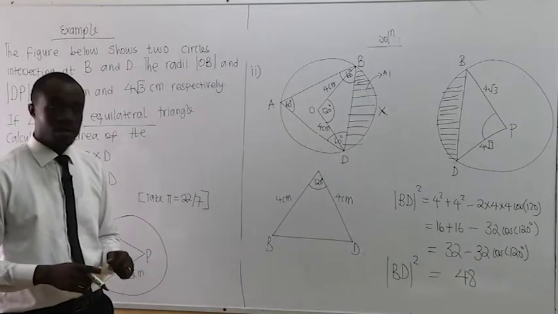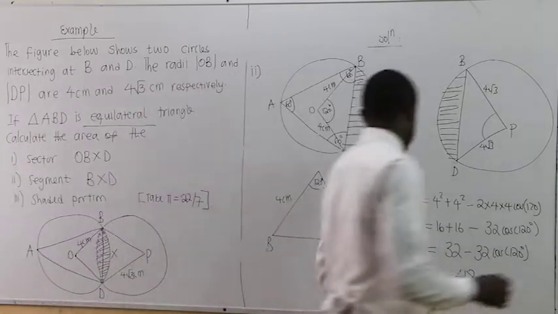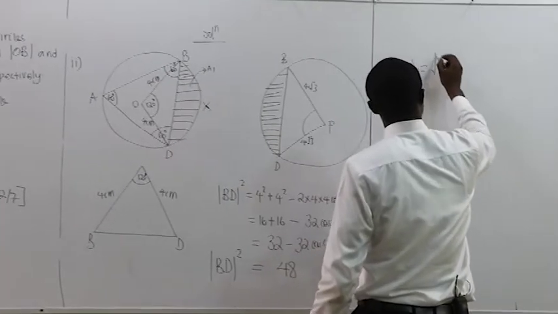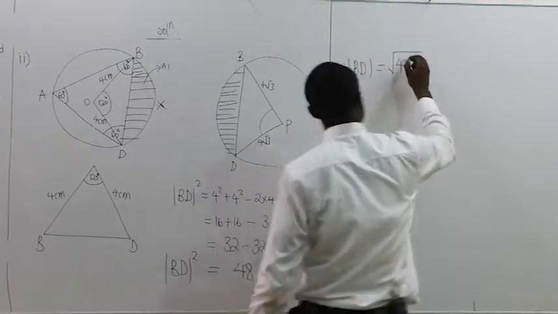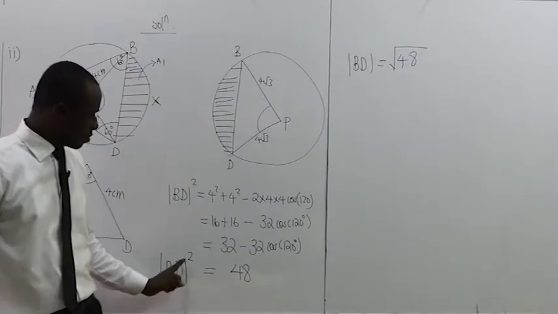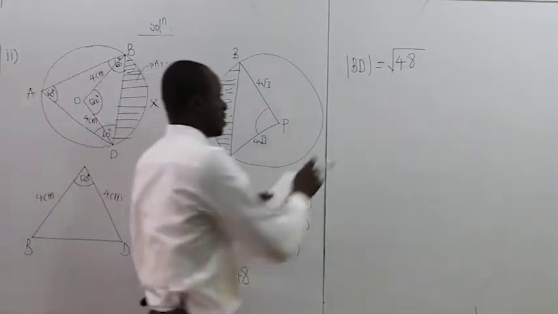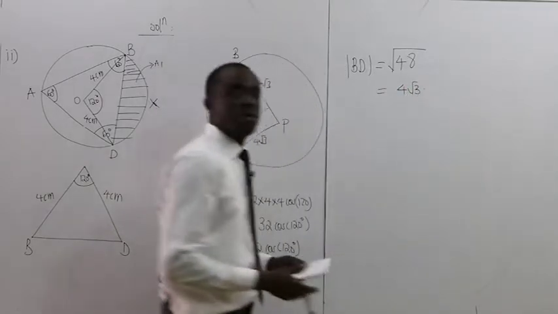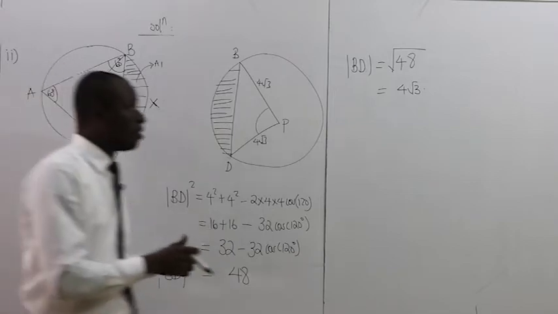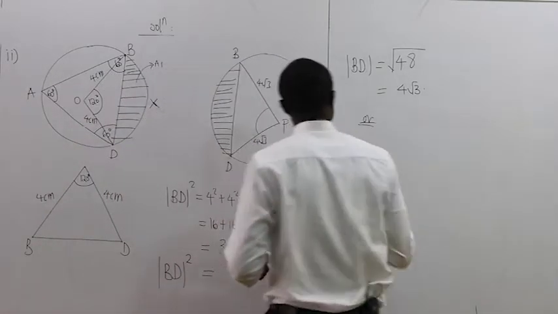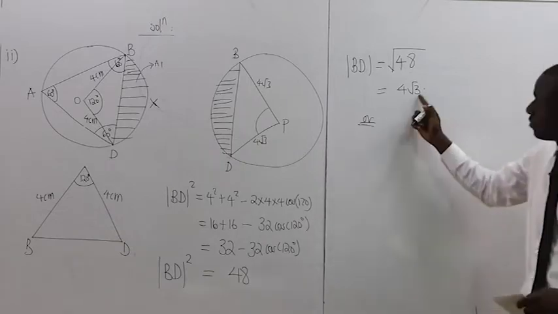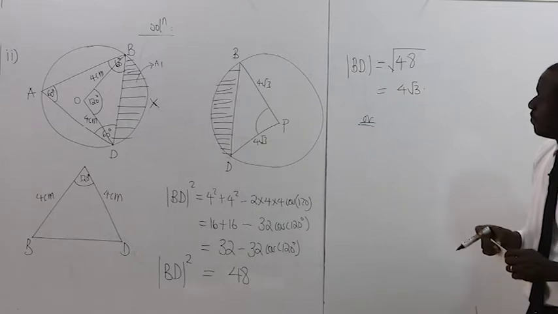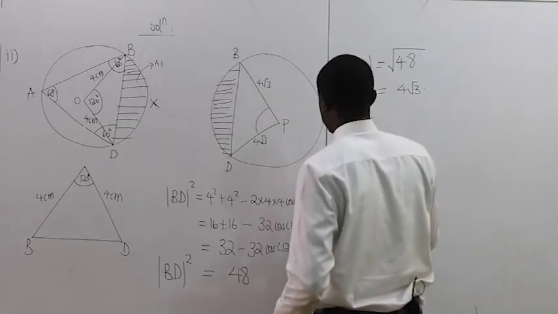So that is our BD squared. That's 48. We want to find the BD. The square will become square root. So our BD is equal to square root of 48. And using the calculator, this is giving us 4 root 3. So either we use the cosine rule like this, or we use the trig ratios. So 4 root 3, you can see that it is having a relationship here, and 4 root 3 also over here.